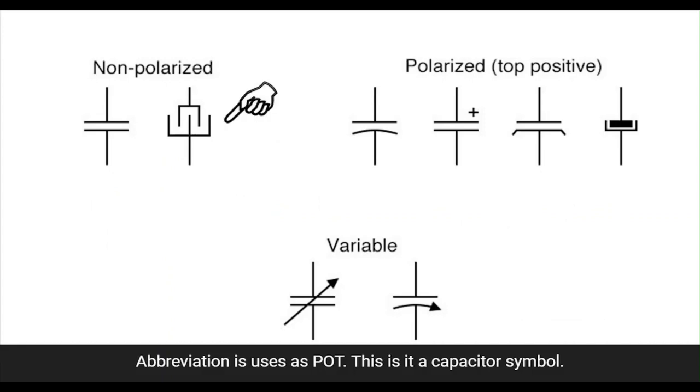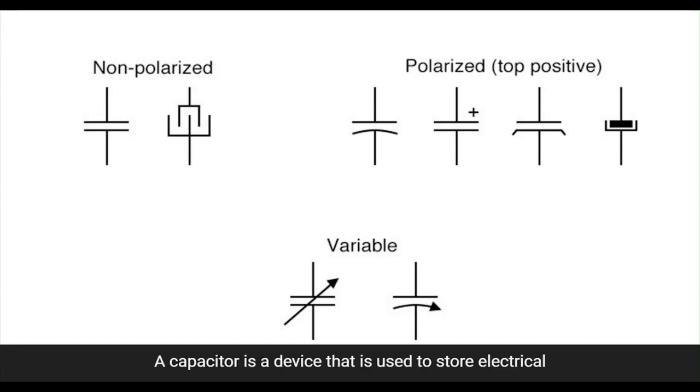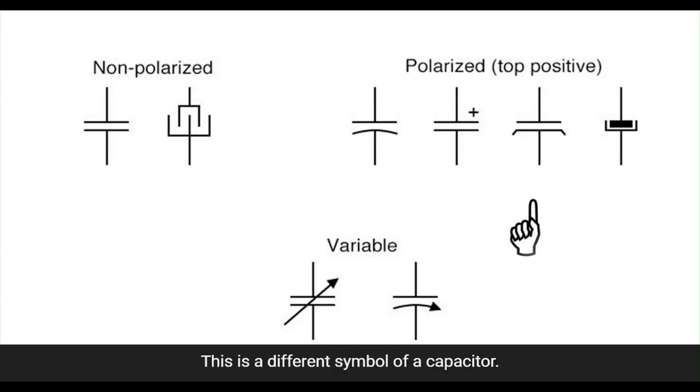This is a capacitor symbol. A capacitor is a device that is used to store electrical energy. It consists of 2 metal plates that are separated by a dielectric. It is applicable as a filter, that is to block DC signals and allow AC signals. The abbreviation is C. This is a different symbol of a capacitor, which is polarized.